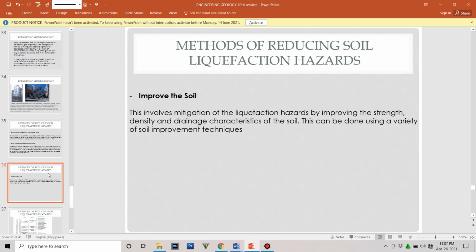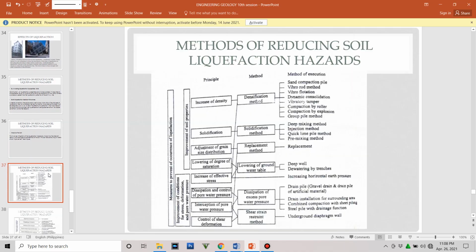And then finally, we have to improve the soil. So this involves mitigation of the liquefaction hazards by improving the strength, density, and the drainage characteristics of soil. This can be done using a variety of soil improvement techniques. Ito, we have here a simple diagram wherein there are measures to prevent the occurrence of liquefaction.